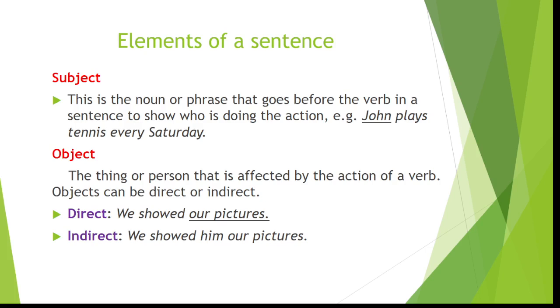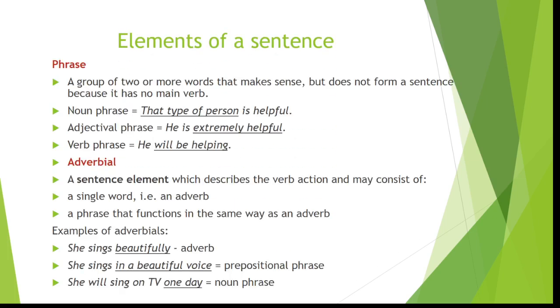Object: the thing or person that is affected by the action of a verb. Objects can be direct or indirect. Direct: we showed our pictures. Indirect: we showed him our pictures. Phrase: a group of two or more words that makes sense, but does not form a sentence because it has no main verb. Noun phrase: that type of person is helpful. Adjectival phrase: he is extremely helpful. Verb phrase: he will be helping.